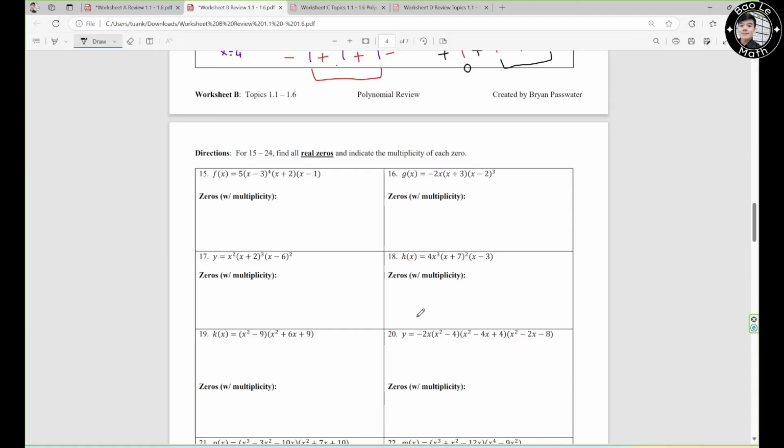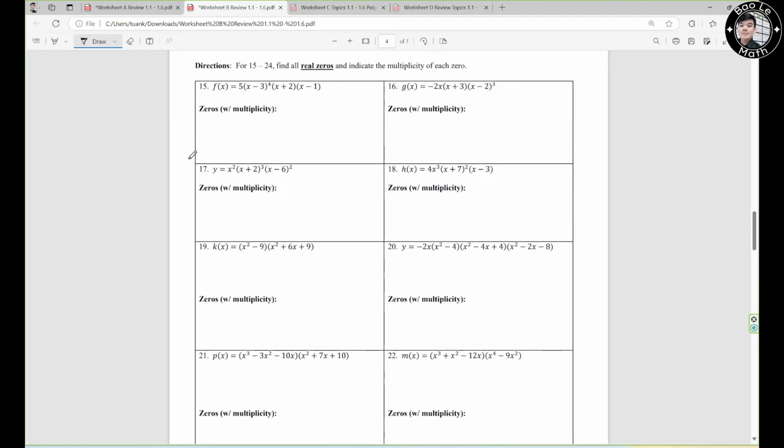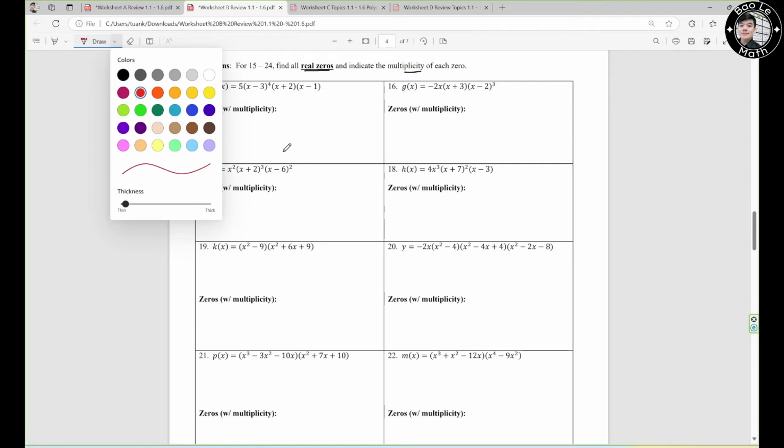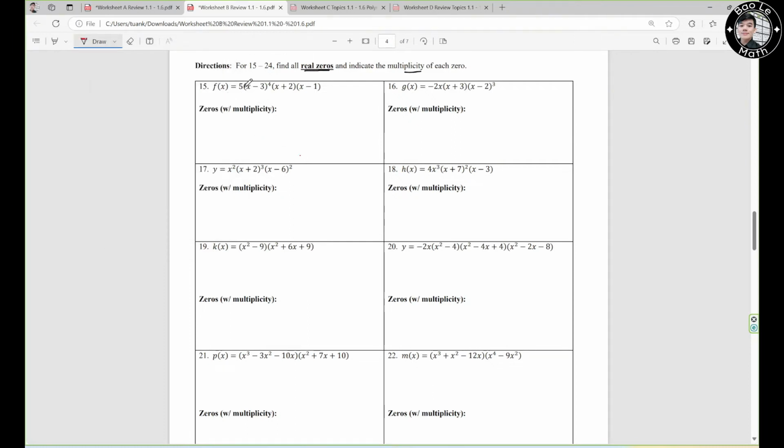Alright, let's move on to the next one. Number 15 right here, we need to find all real zeros and indicate the multiplicity of each zero. So the first zero is 3, because we let s minus 3 equal to 0, s equal to 3, with multiplicity of 4. The second zero is going to be negative 2, multiplicity of 1, because this is power 1. This one same thing, power 1, so this can be 1, multiplicity of 1.